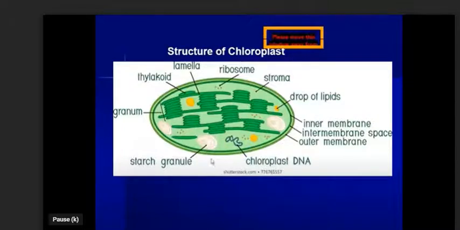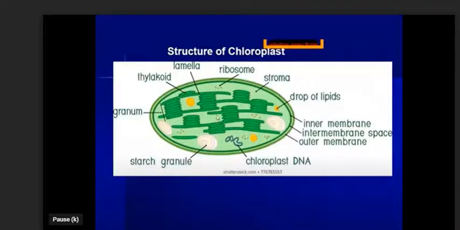We know that every cell has the ability to replicate. This cell is replicable because of the presence of DNA in it. So in the chloroplast also there is a presence of DNA, and this DNA is also self-replicating. By using this DNA, the same copy of the chloroplast is formed. So this is about the structure of the chloroplast.